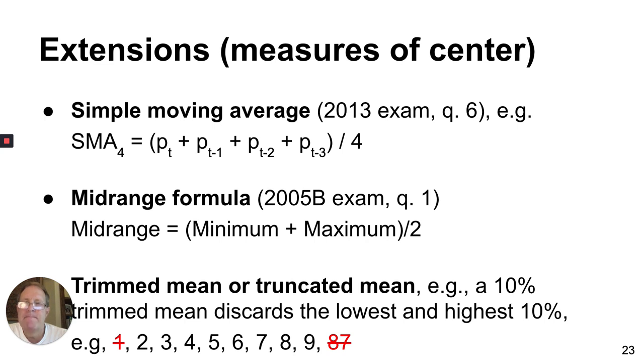One thing they haven't talked about yet is the trimmed mean or truncated mean. This might come up, you never know. A 10% trimmed mean is one that discards the lowest and the highest 10%. And so effectively, that's one way of reducing the impact of outliers.